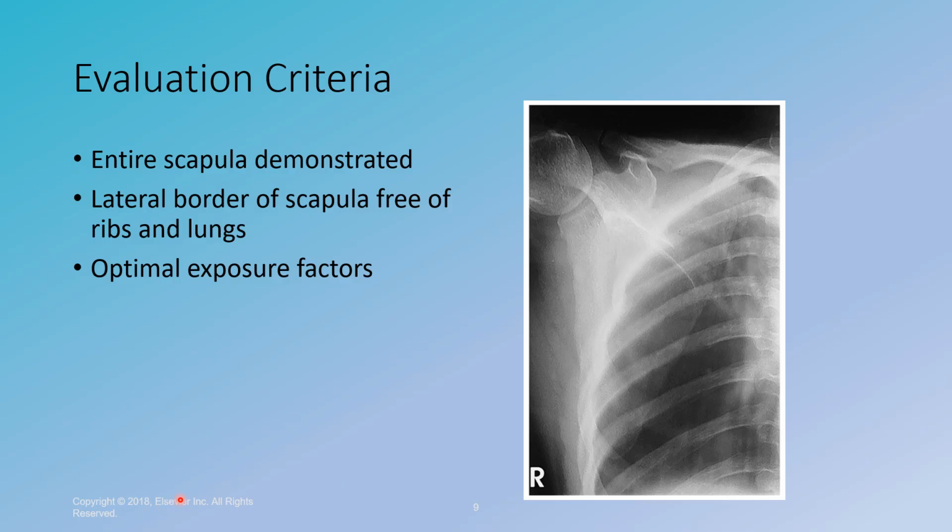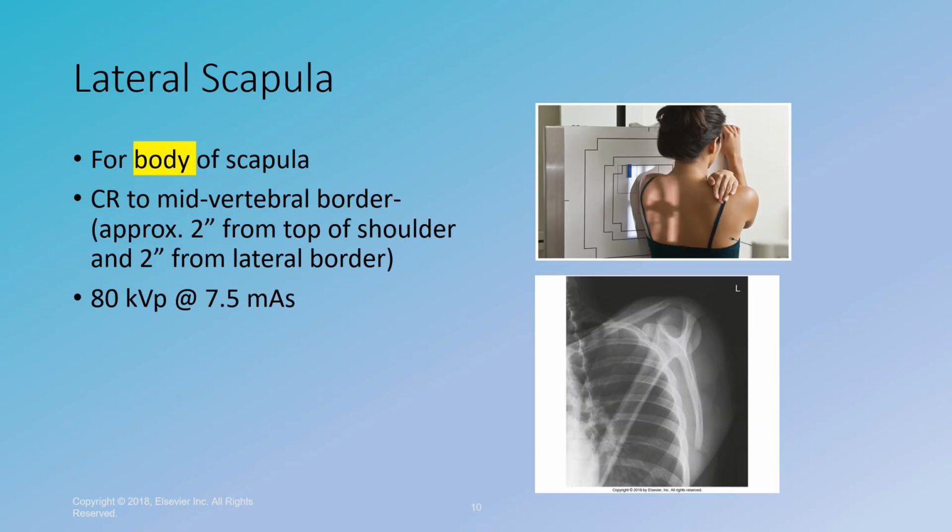Okay. Now, when we talk about the lateral scapula, that is actually on page 207, and there are 2 different ways that you can do the lateral scapula. You could do one particular view where you're looking at the body of the scapula, and then the other way that you can do it is when you want to demonstrate the acromion and the coracoid process.